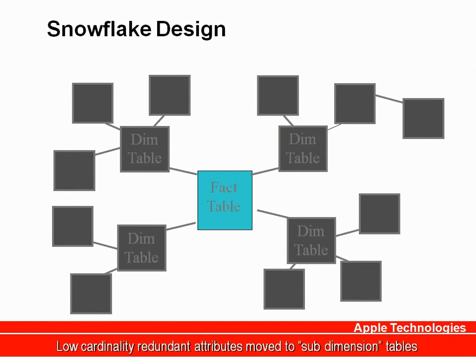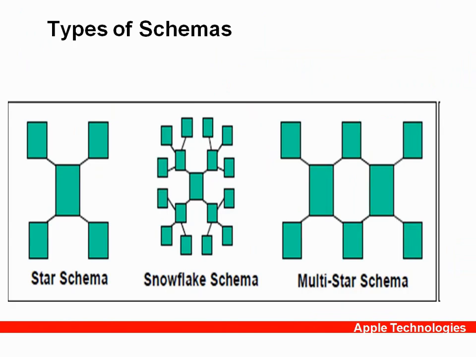So, putting it all together: star, snowflake, and multi-star. Multi-star you don't need to discuss specially. Putting all the stars together is called multi-star. In the star and snowflake we are talking about, there will be only one fact table. You see, I have only one fact table, all the rest are dimensions. And here also I have only one fact table.